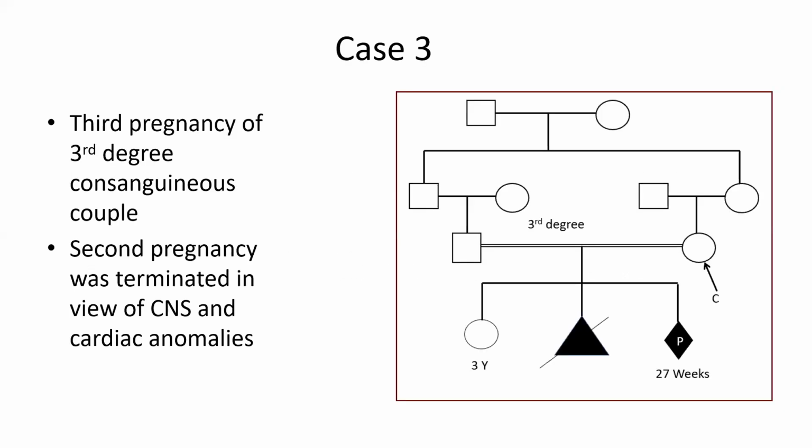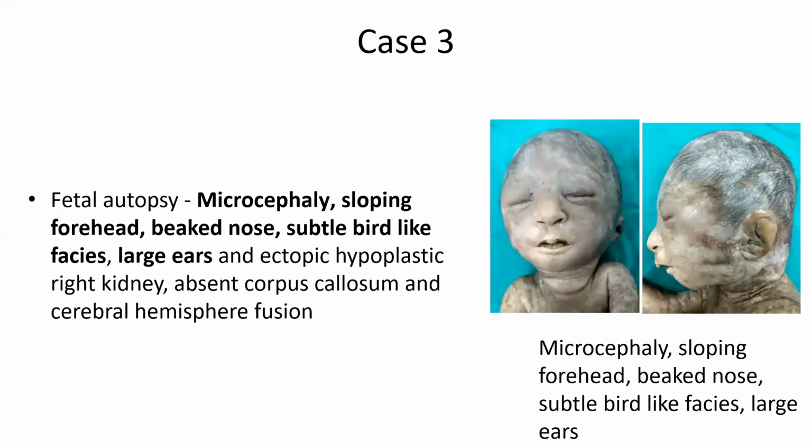Coming to the third family, this is a third degree consanguineously married couple who presented to us at 27 weeks of gestation with a previous healthy 13-year-old child, and one pregnancy terminated in view of cardiac and CNS anomalies. They brought the baby with fetal autopsy because in the scan they were told that absent corpus callosum was there. In the fetal autopsy, there was significant microcephaly, sloping forehead, big nose, subtle bird-like face, and large ears. There was an ectopic hypoplastic right kidney, absent corpus callosum, and cerebral hemisphere fusion.